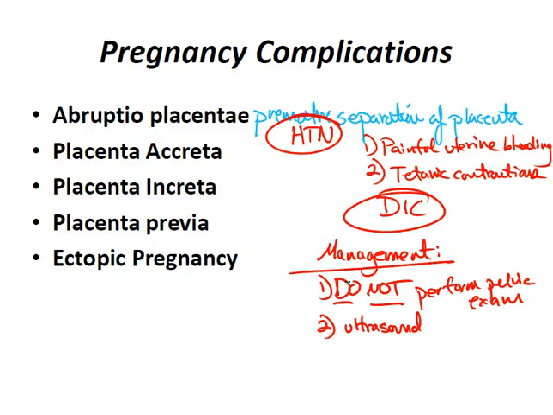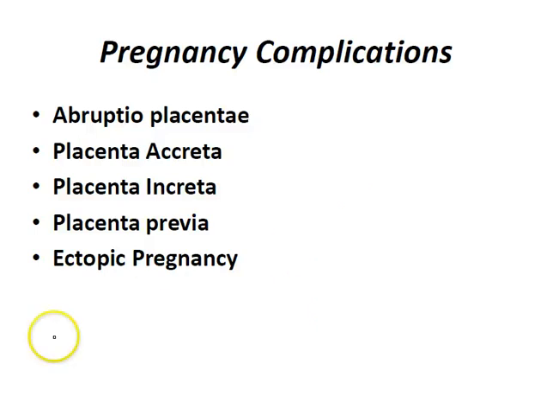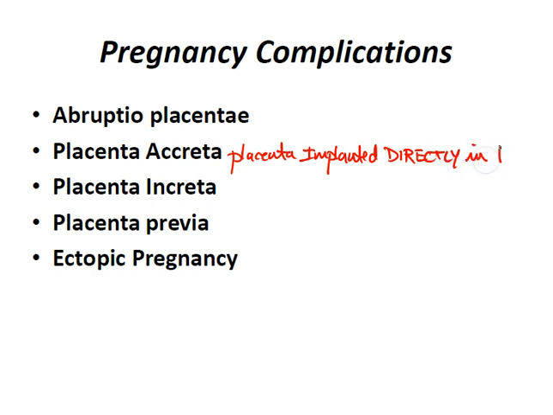So let's talk about placenta accreta. So placenta accreta is when the placenta is implanted directly in the superficial myometrium, into the myometrium, which is where the decidual layer is defective.